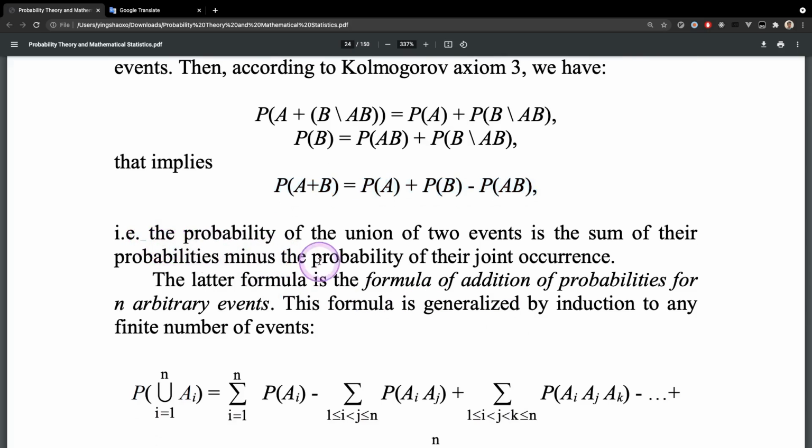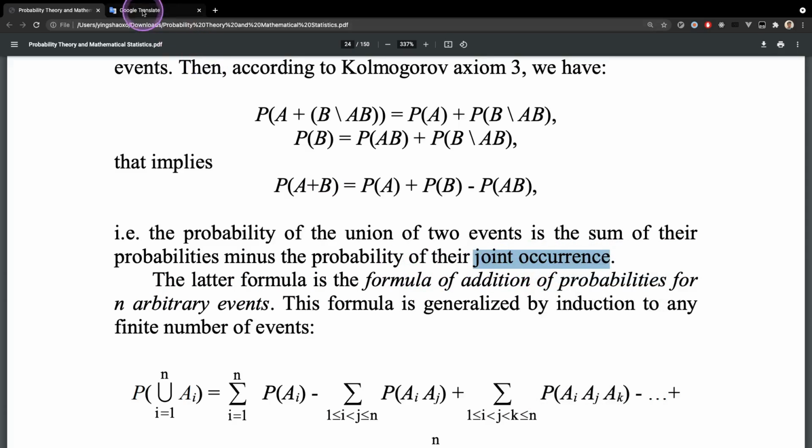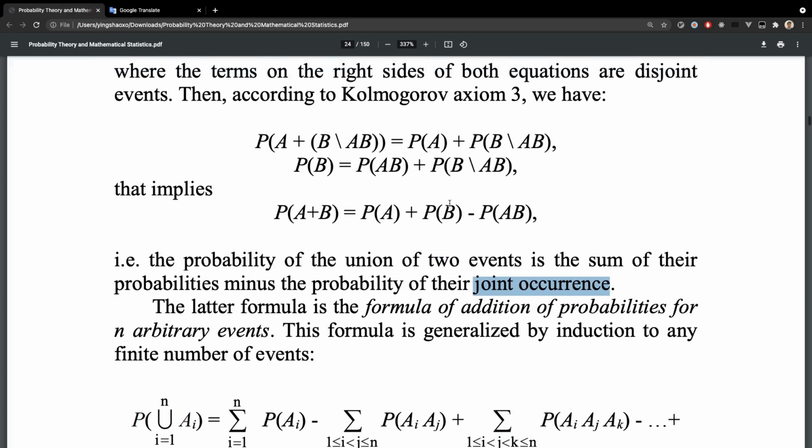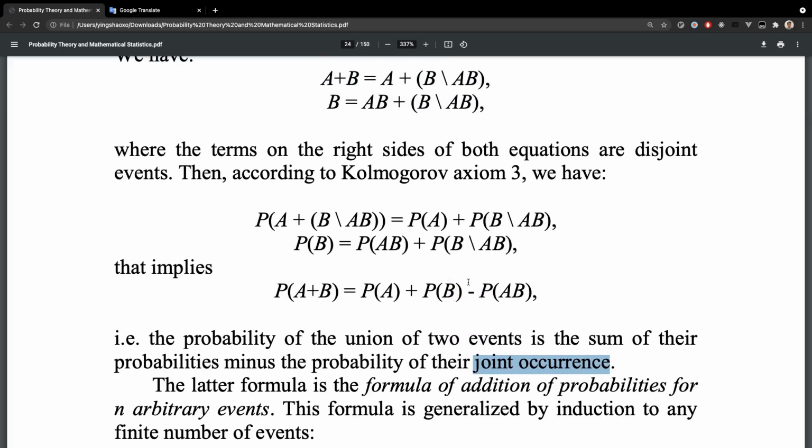The probability of the union of two events is the sum of their probabilities minus the probability of their joint occurrence. If you want to understand this sentence, you have to understand the joint occurrence first. Joint occurrence. Yeah, I was still confused by this. Why? The probability of the union of two events is the sum of their probabilities minus the probability of their joint occurrence. That's kind of weird.